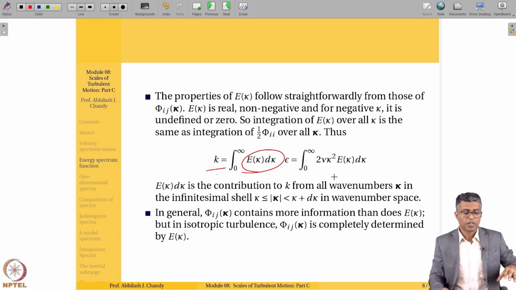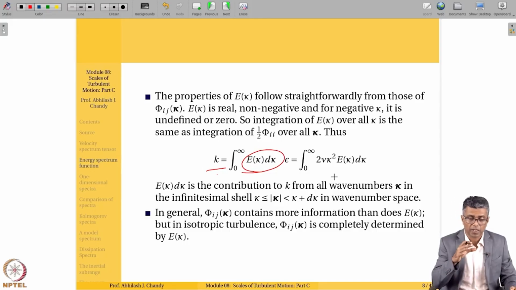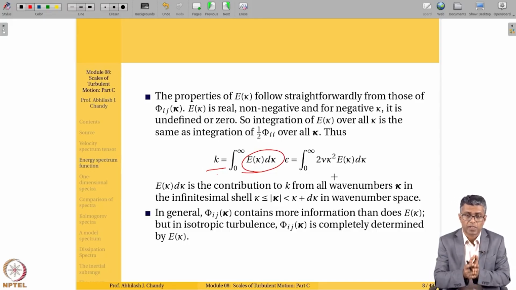Of course, the velocity spectrum tensor, the word I used earlier, was a loaded function. It has a lot of information, and sometimes that is difficult to analyze because it has multiple components, directional information, and length scale information. Can we get something a little bit simpler? That's how we started with the energy spectrum function, which was the energy associated with each wave number magnitude.